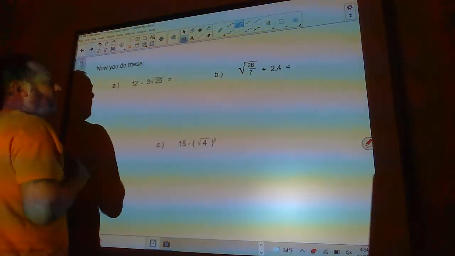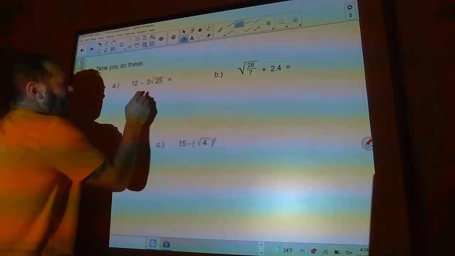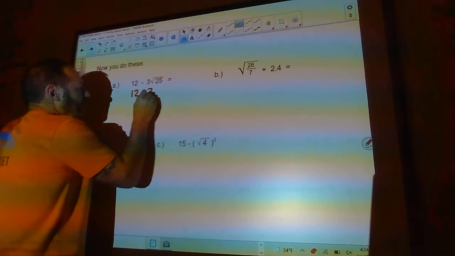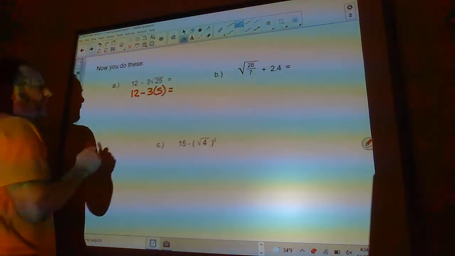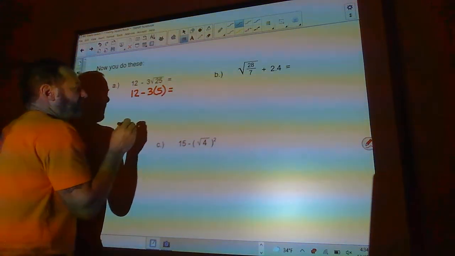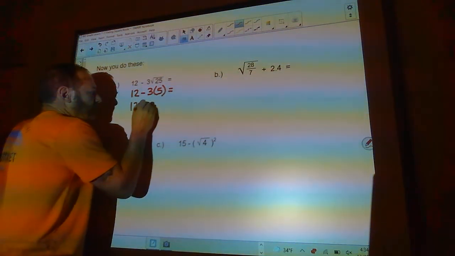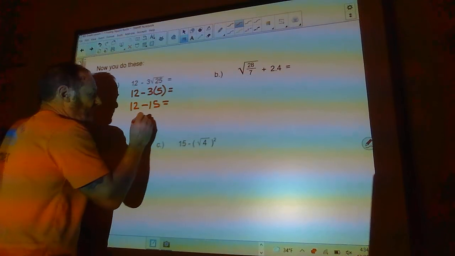Okay, so let's start with this one right here. You're going to square root the 25, and that's going to be 5. Next, you're going to do multiplication. So 3 times 5 is 15, so this is 12 minus 15, and that's going to be negative 3.